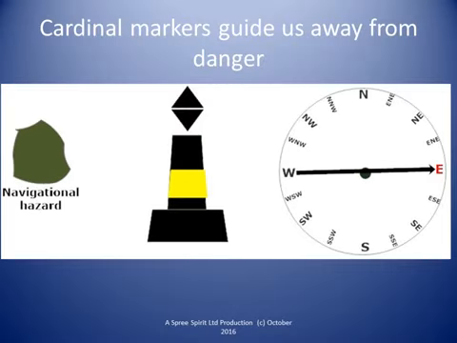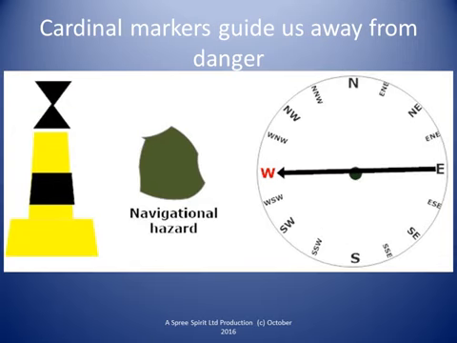Here we see a navigational hazard marked by an east cardinal buoy. The compass card is again included to show the direction of east. Here we see a navigational hazard marked by a west cardinal buoy. The compass card is included to show the direction of west.